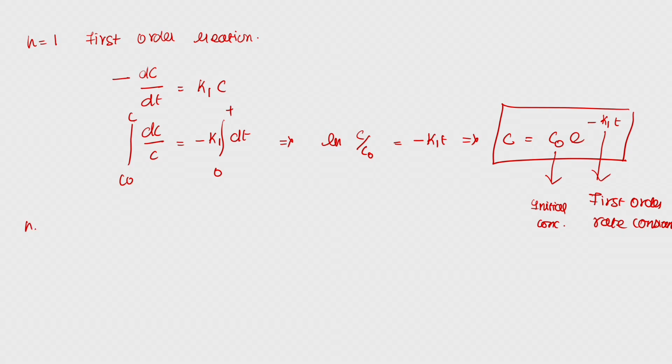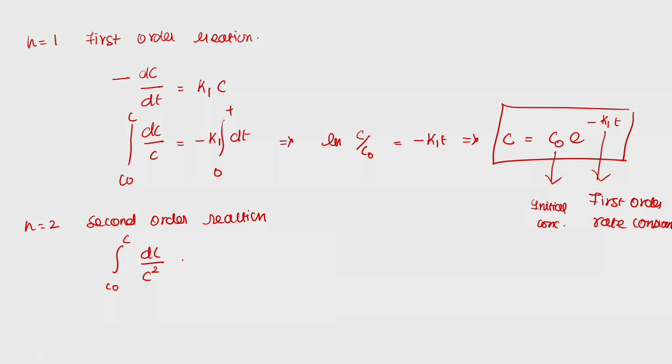The same thing for n equal to 2, which is a second order reaction. So, from C naught to C, dC upon C square is nothing but minus K2 integral 0 to t dt, which is the integral from C naught to C of C power minus 2 dC. Here I am assuming some of you are from a science background as well, so I am going into detail.